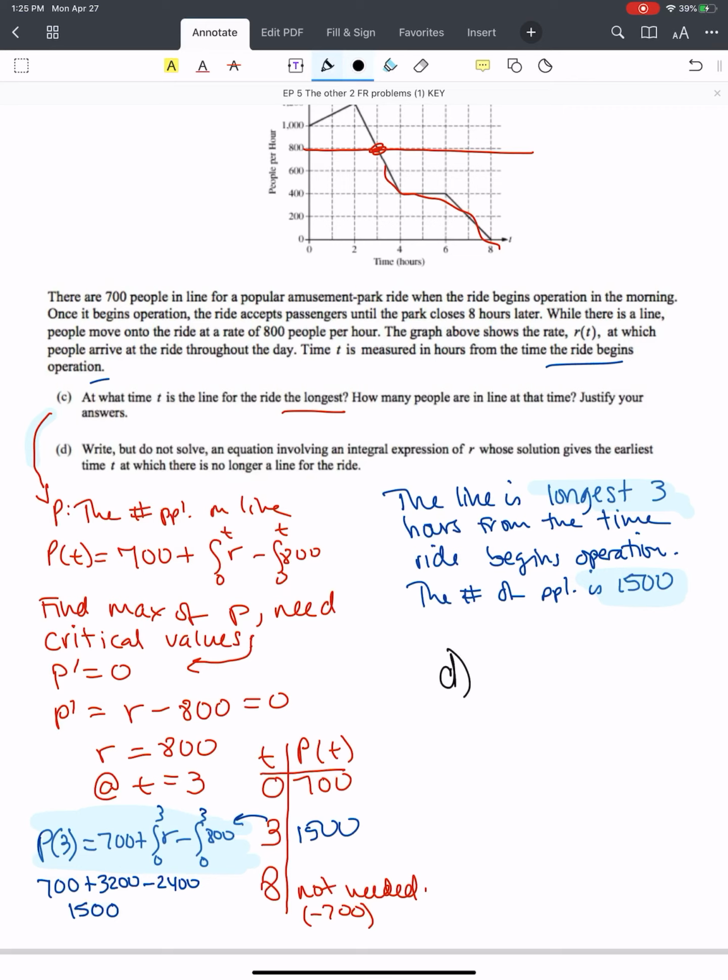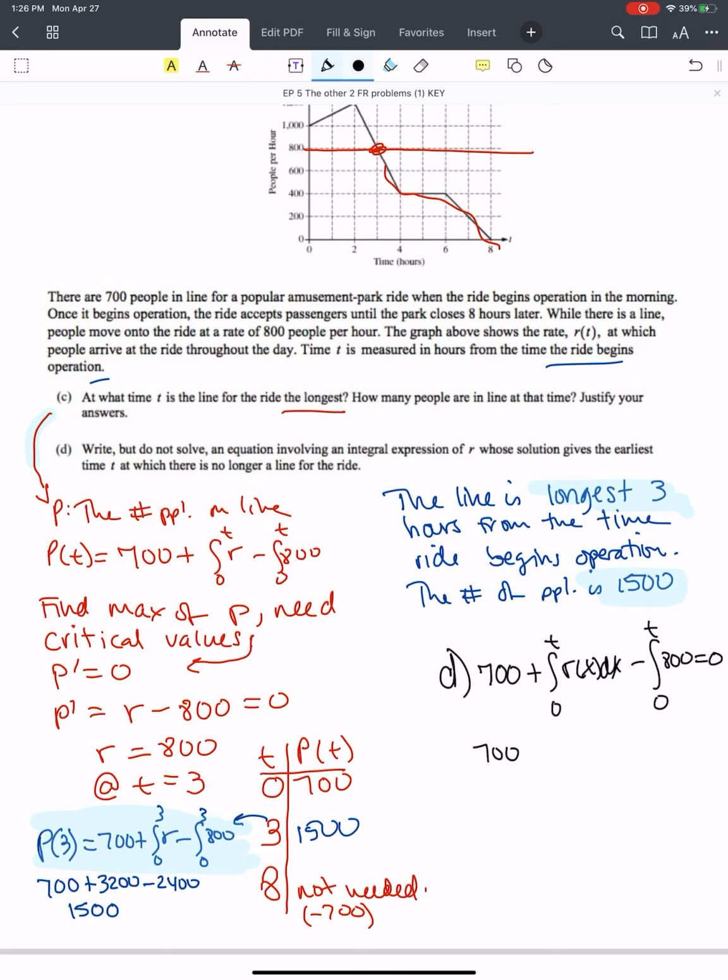So, and they want to know when there's no longer a line, that means the number of people is 0. So we have the 700 who come in plus the integral from 0 to t of the rate of people getting online, R of x dx, minus the integral from 0 to t of 800, and we want to know when this equals 0. Okay, that's okay. You can do this.